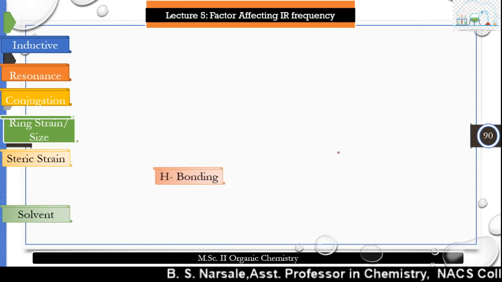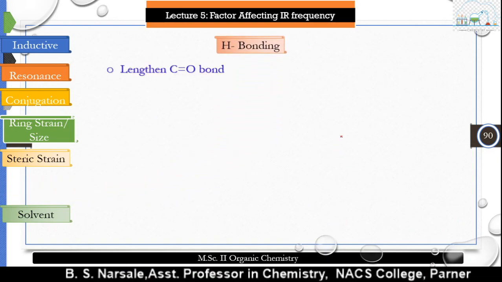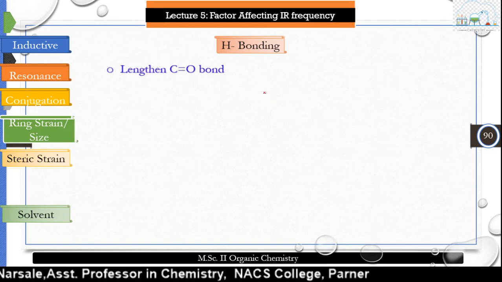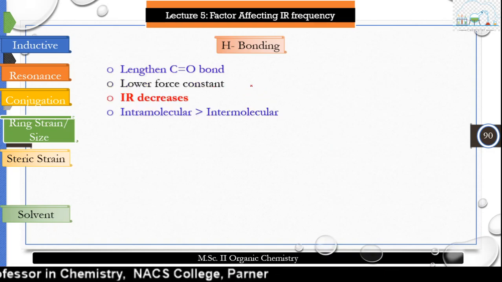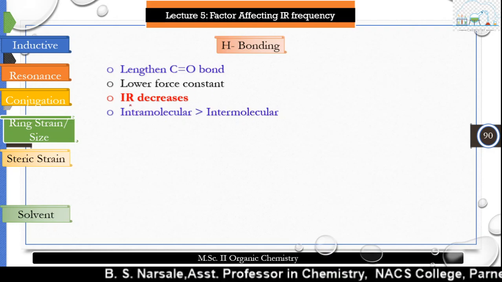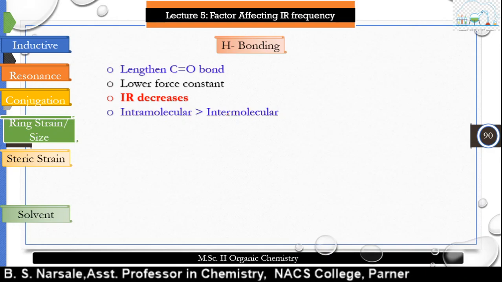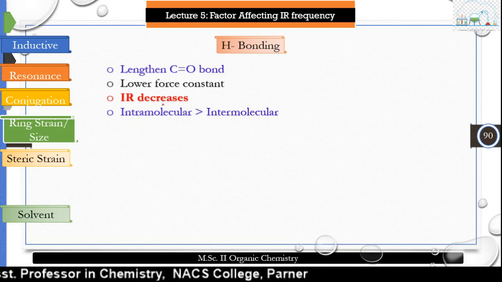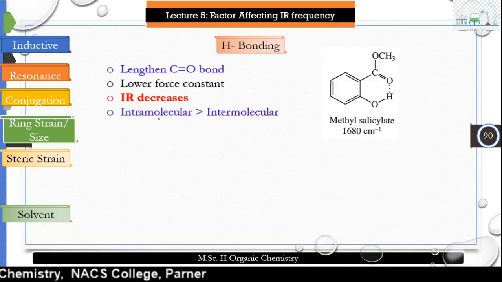Now, for hydrogen bonding, all of you know that if the compound possesses hydrogen, it is going to easily show hydrogen bonding. What happens in hydrogen bonding with carbonyl compounds is that it increases the carbon-oxygen bond length. As the carbon-oxygen bond length increases, the force constant decreases, and the IR value decreases. Always remember, the IR value will decrease, but intramolecular hydrogen bonding gives a larger decrease as compared to intermolecular.